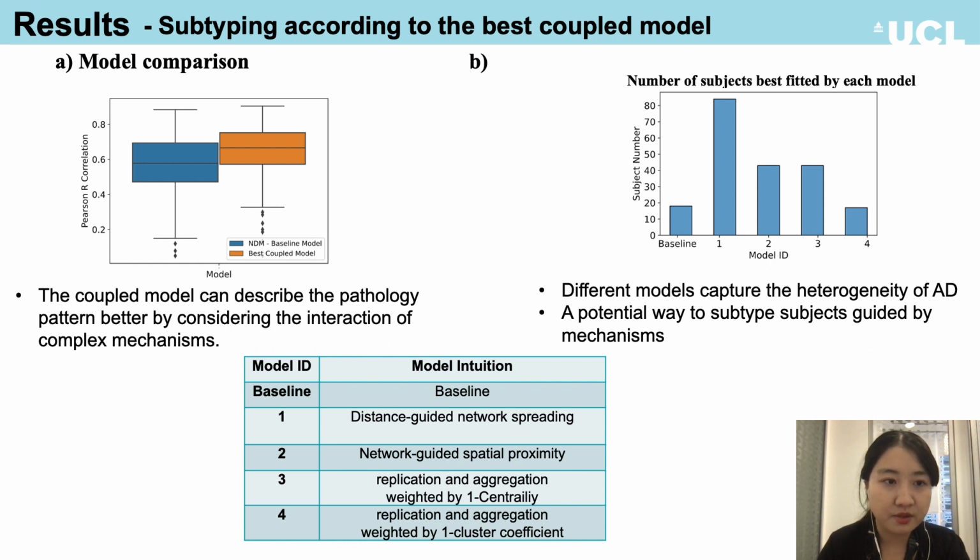The box plots on the left demonstrate the distribution of the Pearson R correlation of all the subjects from the baseline model and the best coupled model, where we can see that the coupled model can capture the disease pattern better for the cohort. The histogram on the right shows the number of subjects best fitted by each model. From this, we demonstrate a potential way to subtype subjects guided by the underlying mechanisms.